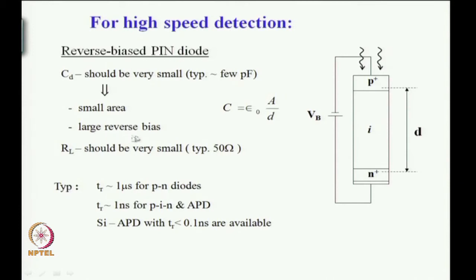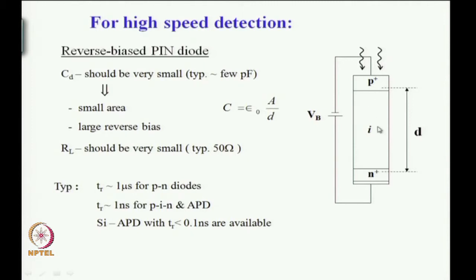Large reverse bias leads to a small junction capacitance, because the width of the depletion region increases. Small area of the photodetector helps as well. As you know, a parallel plate capacitor has a capacitance given by C is equal to epsilon 0 A by D. A is the area and D is the separation between the capacitor plates, and a large reverse bias leads to a relatively large D.